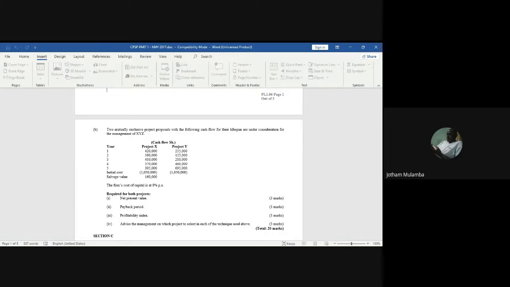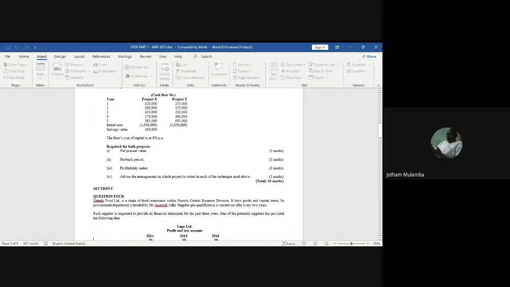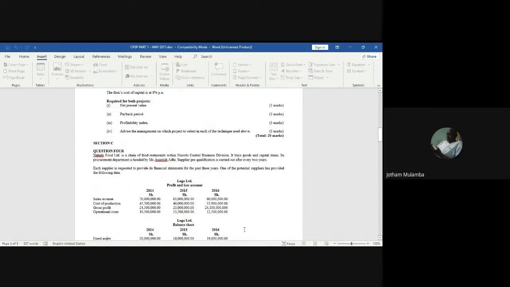Then when you are calculating accounting rate of return, you use that salvage value to get the average investment, where you add the initial investment and the salvage value, then you divide by 2 to get the average investment. So we move on now to question 4. Let us see if I can expand.